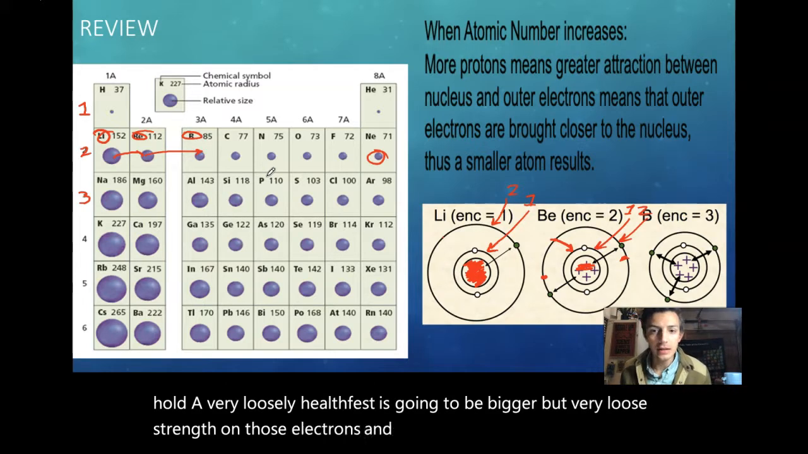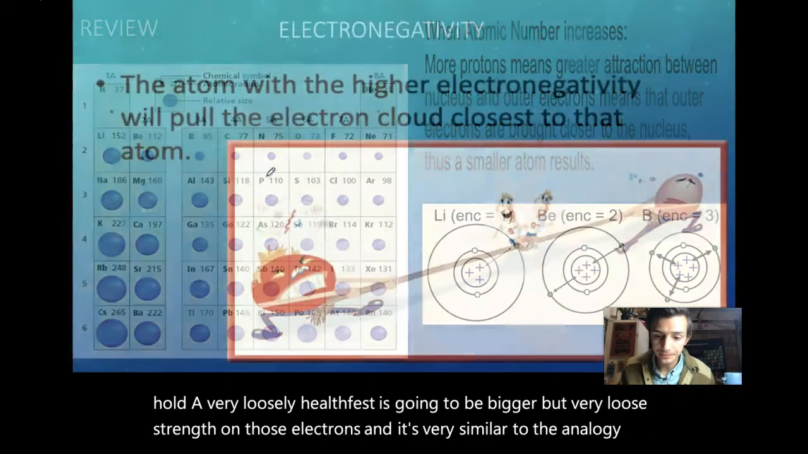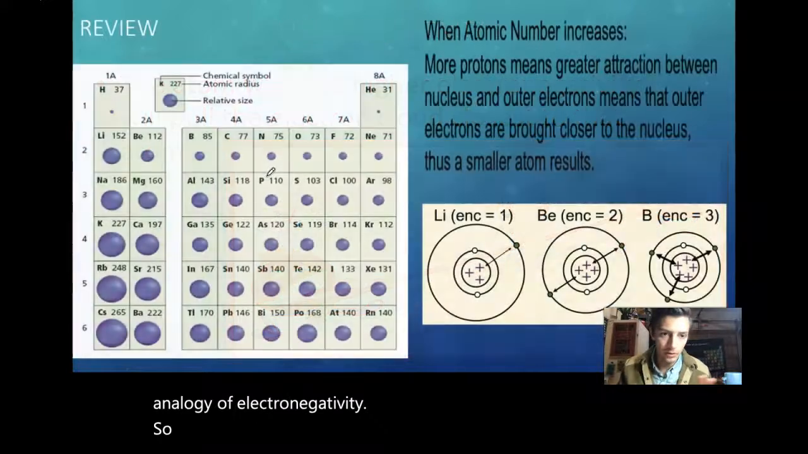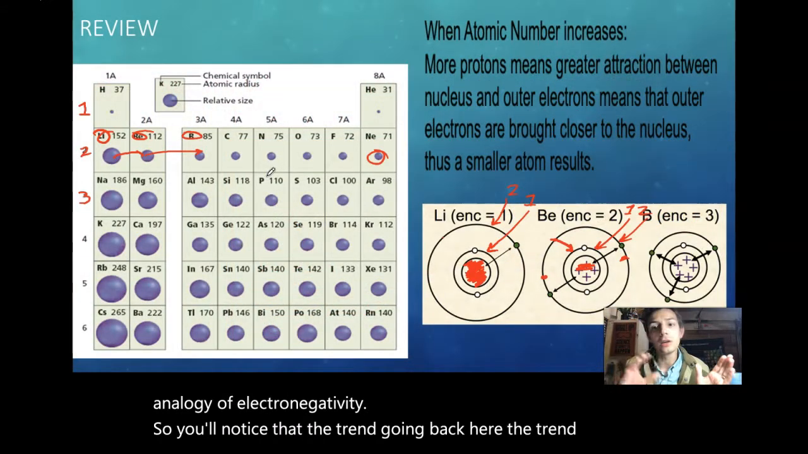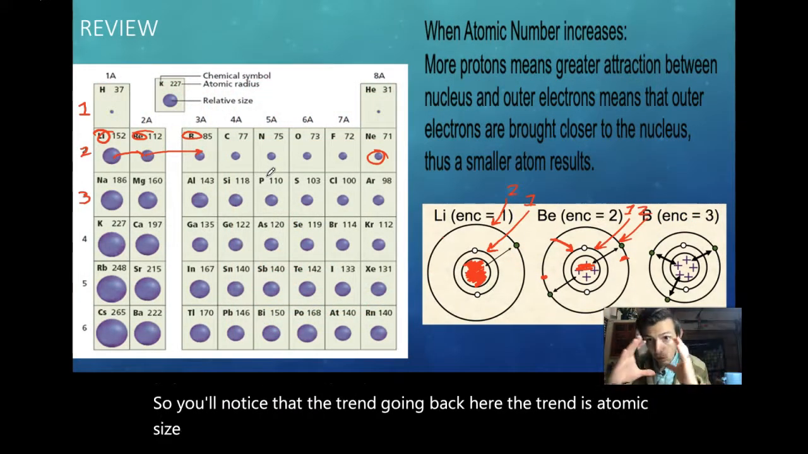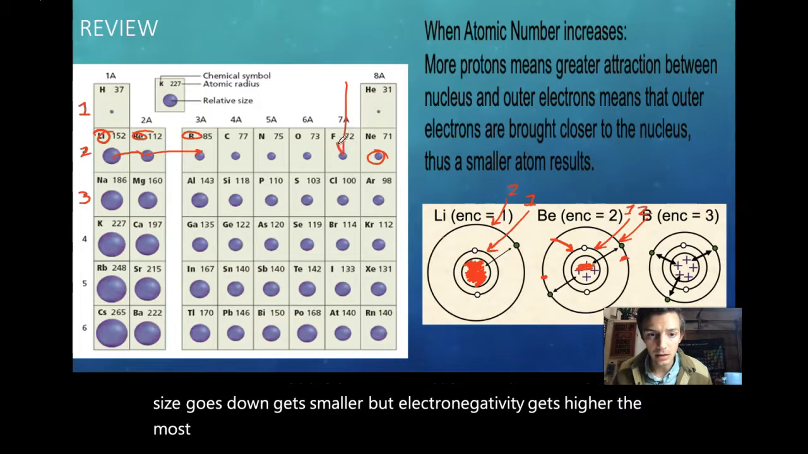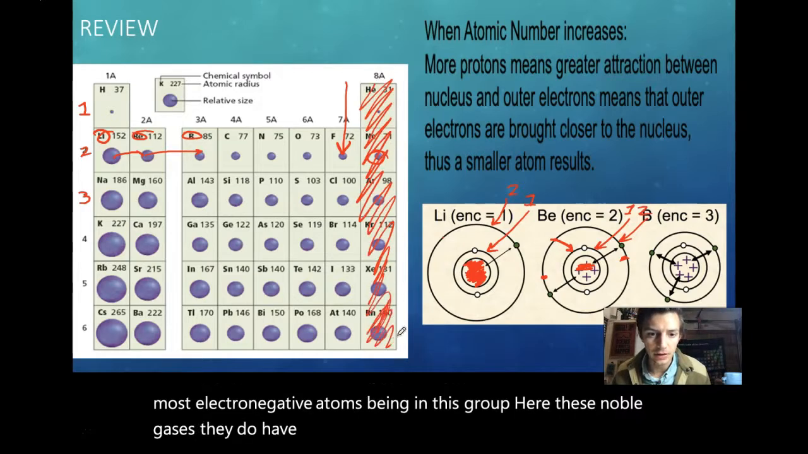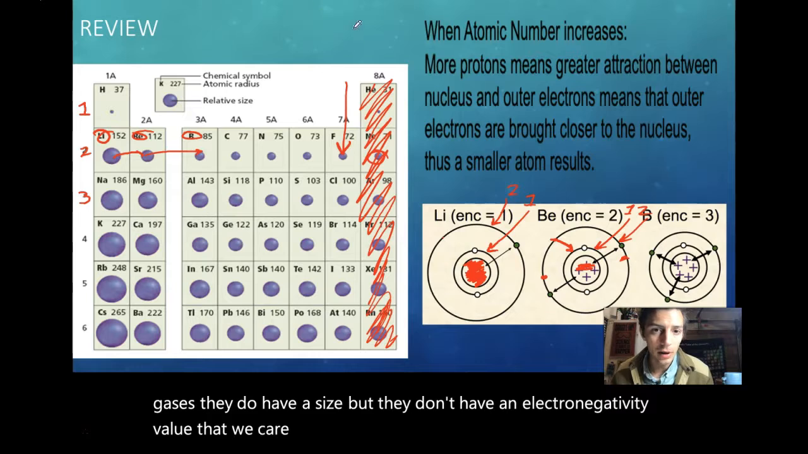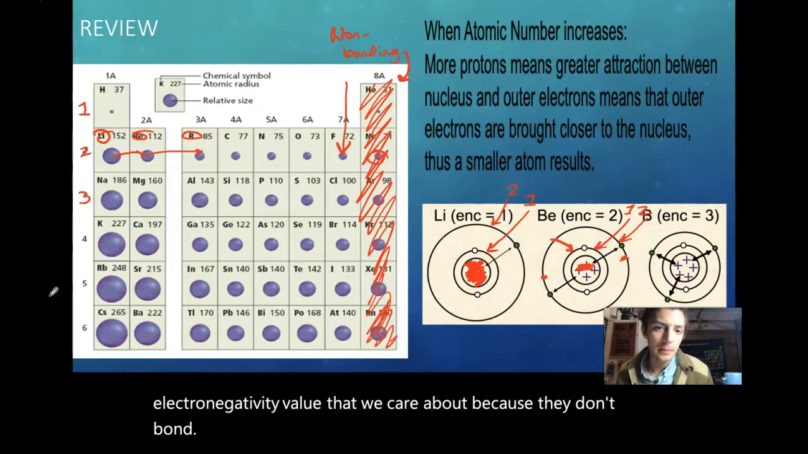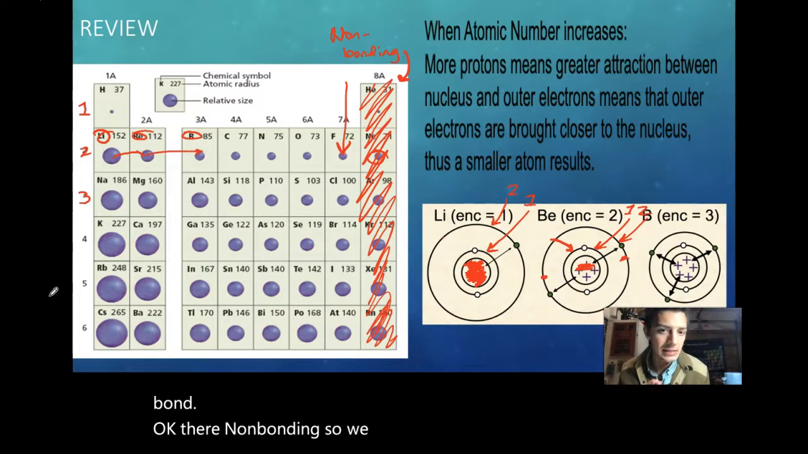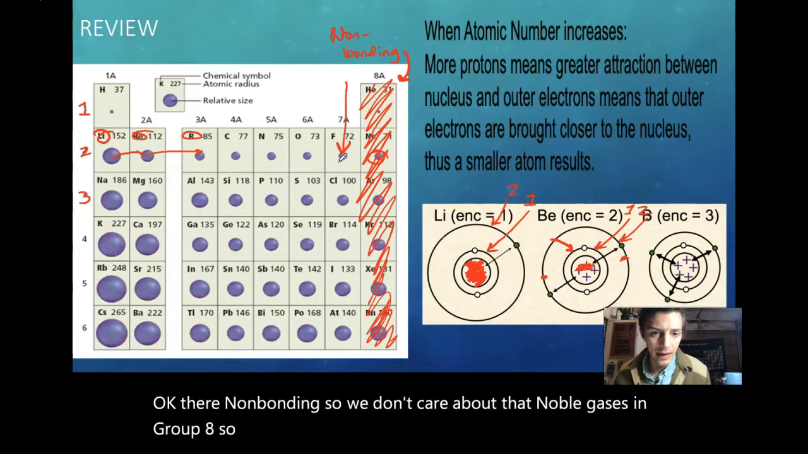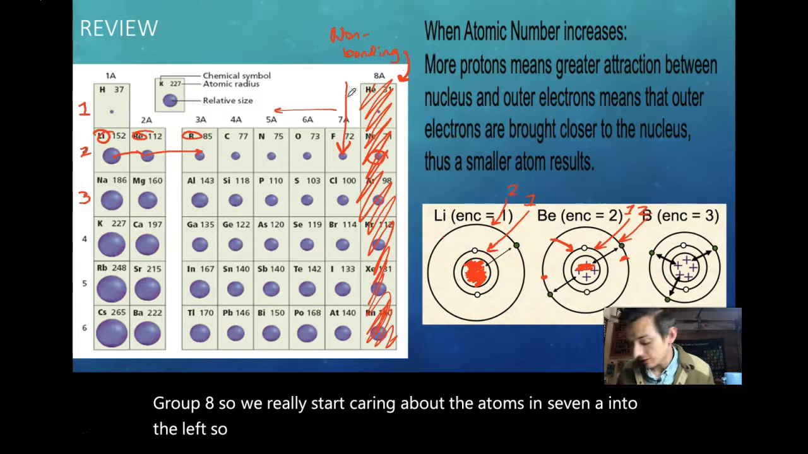And it's very similar to the analogy of electronegativity. So you'll notice that the trend, going back here, is atomic size goes down, gets smaller, but electronegativity gets higher. The most electronegative atoms are in this group here. These noble gases, they do have a size, but they don't have an electronegativity value that we care about because they don't bond. Okay, they're non-bonding. So we don't care about the noble gases in group 8. So we really start caring about the atoms in 7A and to the left. So at least for reactions and things like that.